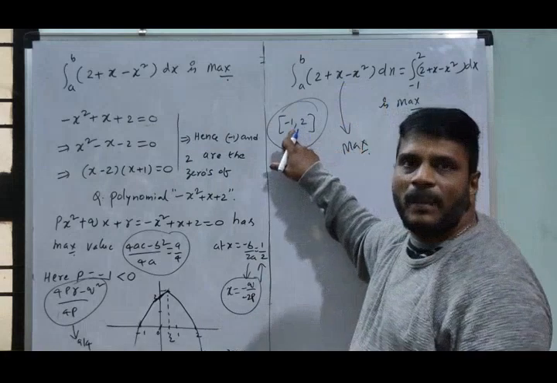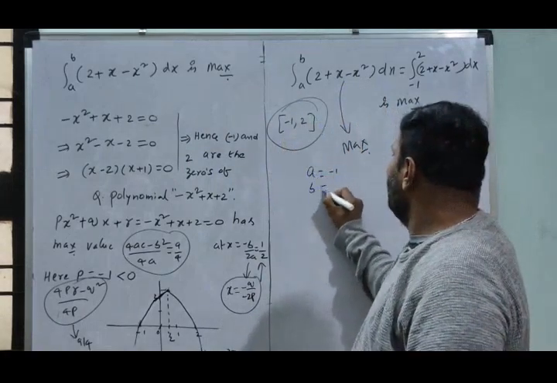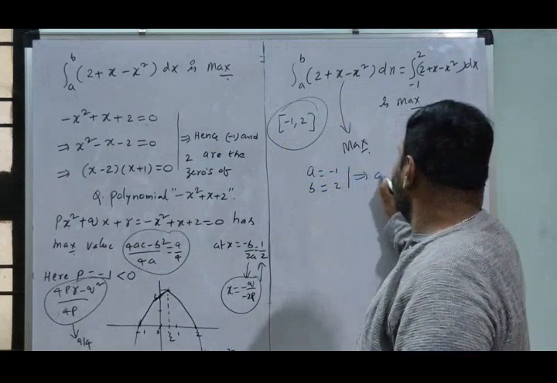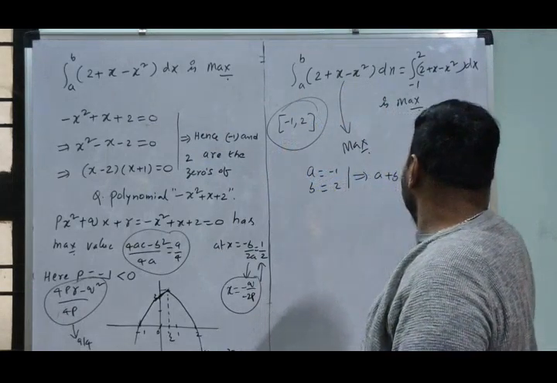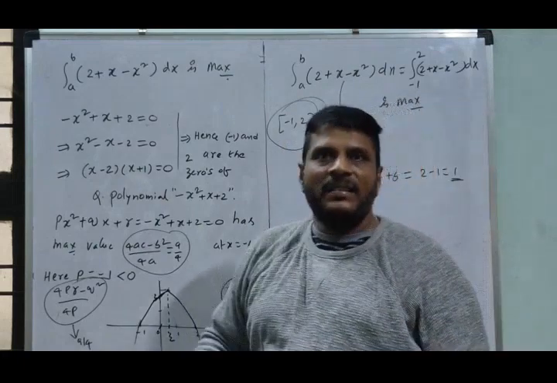So a is equal to minus 1, b is equal to 2. This implies a plus b is equal to 2 minus 1, which is 1. So our answer is 1. That's it.